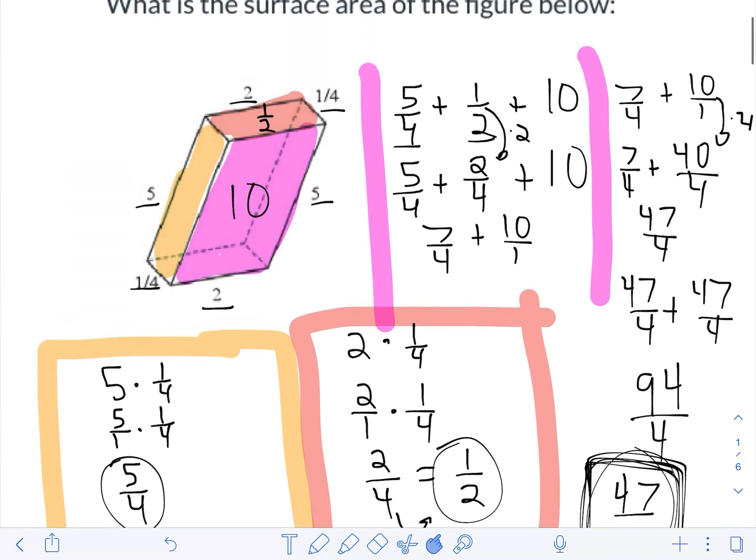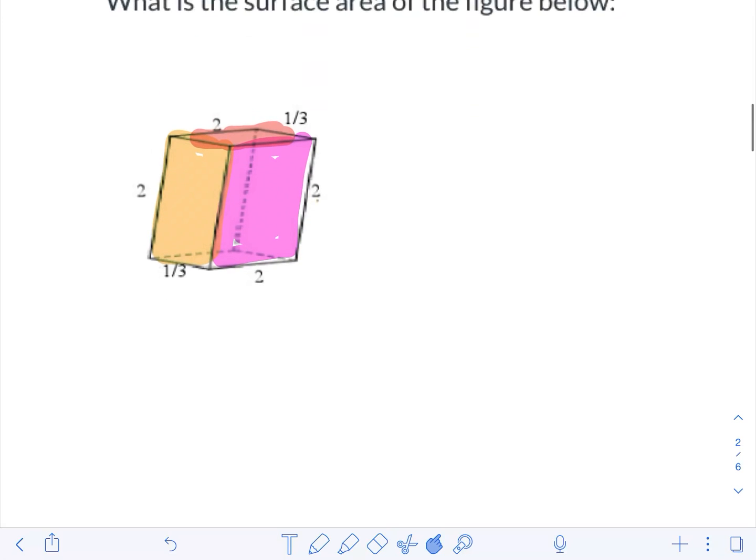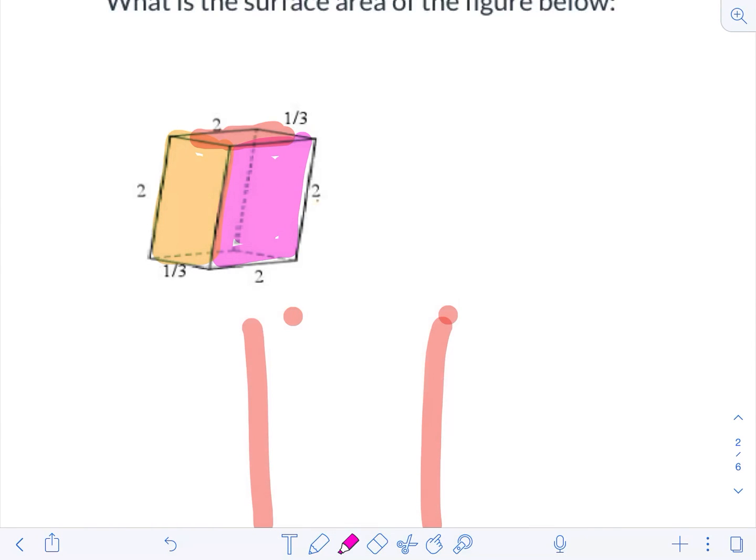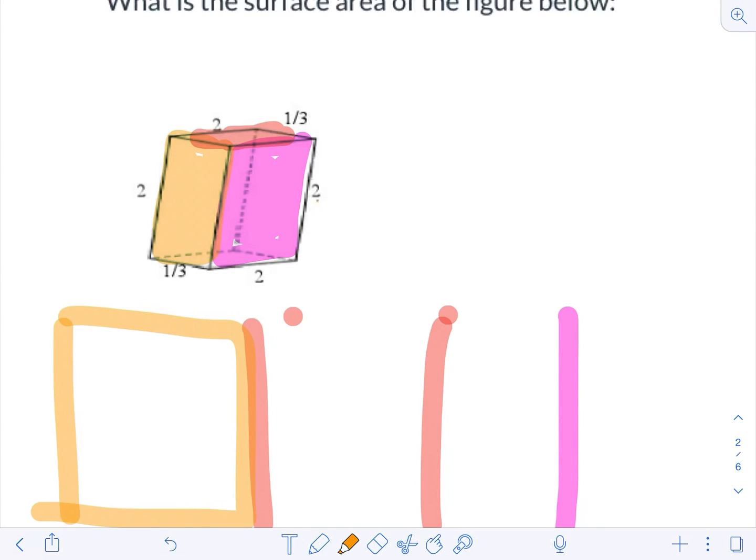Well, yep, we know that these are both a third. So let's divide this up into spaces again. Let's do the top in the middle. Let's do the pink on the right. And then let's do the orange on the side. Okay? So now we have our areas marked off. We will be okay.